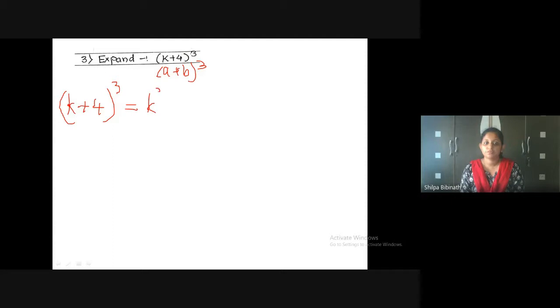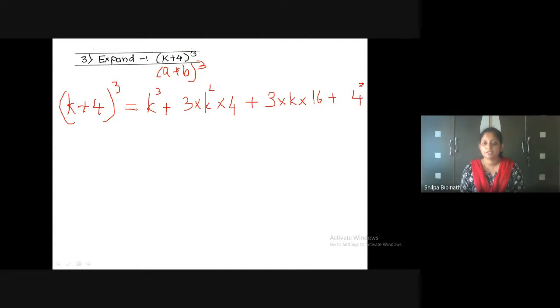So k cube plus 3a square b. So 3 is what? 3 into k square into b. B is what there? 4. Then plus 3ab square. So 3 into k into now it is b square. So 4 square is what? 4 fours will be 16, plus b cube. So 4 cube.